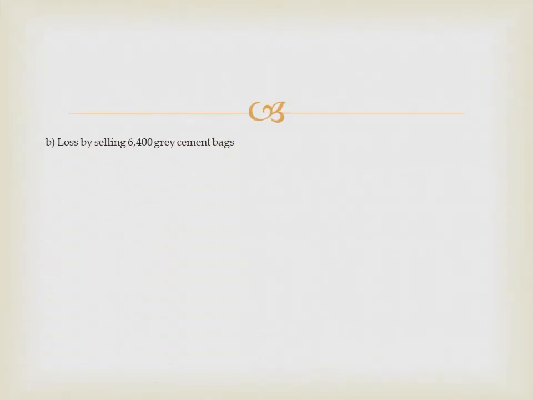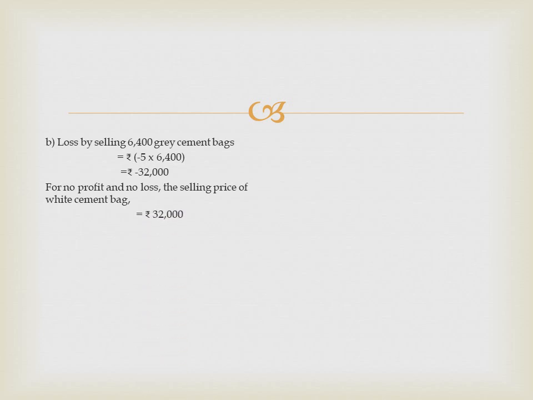Loss by selling 6400 grey cement bags is equal to negative 5 into 6400 because for one bag negative 5 rupees is losing. Therefore, it becomes negative 32,000. By selling 6400 grey cement bags, the company incurs negative 32,000 rupees. For no profit and no loss, the selling price of white cement bags must be positive 32,000 because negative 32,000 plus positive 32,000 is 0.